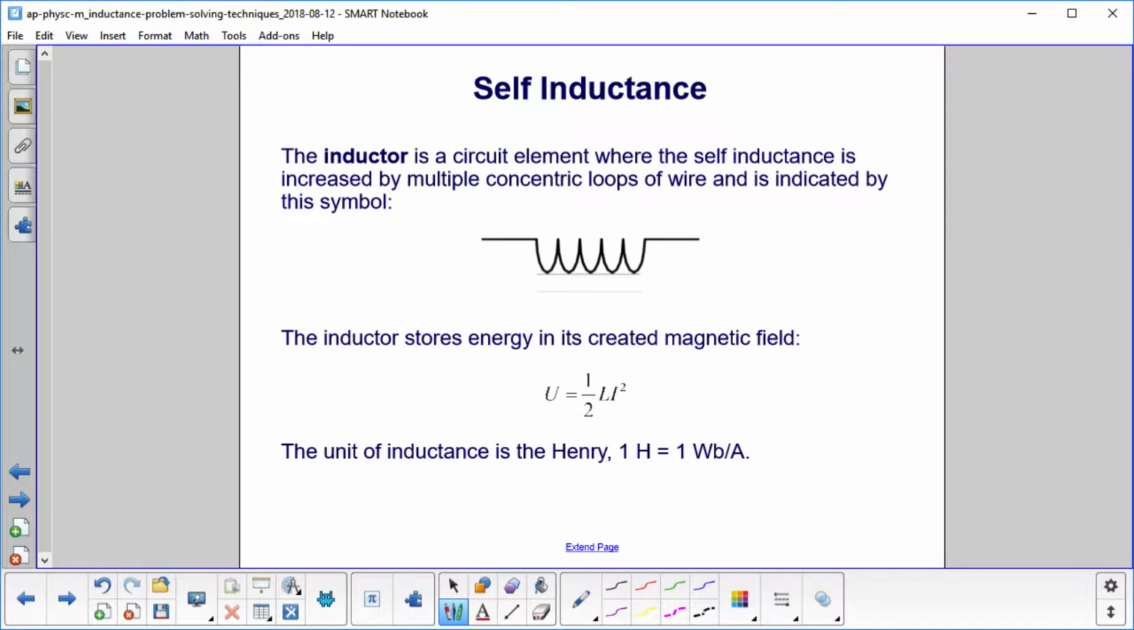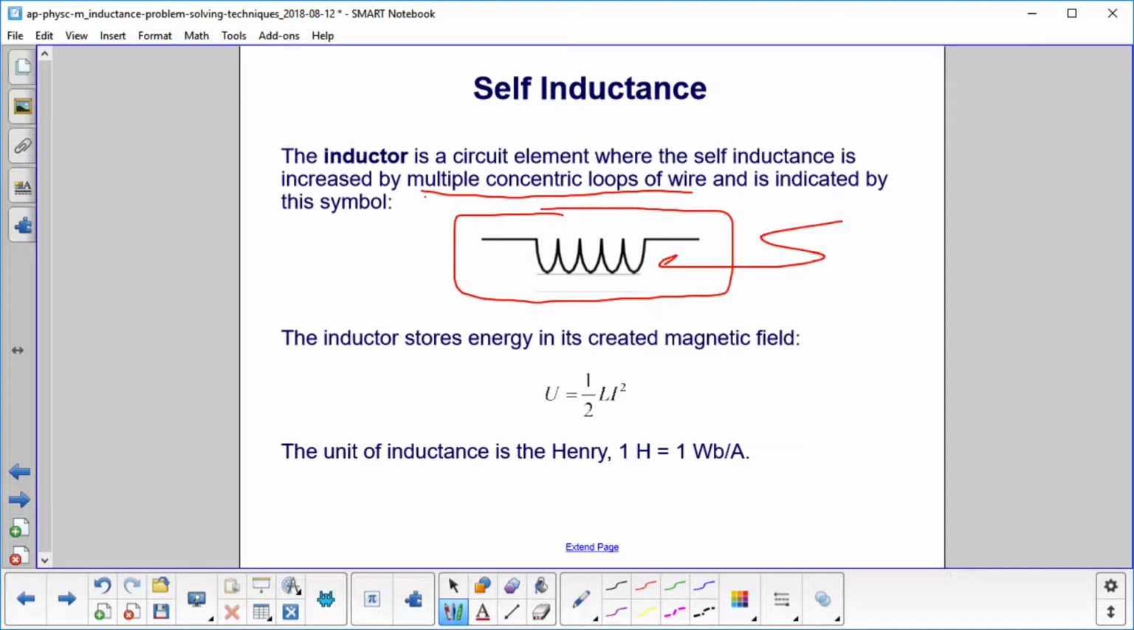The inductor is a circuit element where the self-inductance is increased by multiple concentric loops of wire, and it's indicated by this symbol. And it actually kind of shows what it is, right? There's your concentric loops of wire. The inductor stores energy in its created magnetic field, and it's equal to 1/2 Li squared. And notice the similarity to the potential energy stored in a capacitor, which is 1/2 CV squared. And let's put a C there so you know it's capacitor. The unit of inductance is the Henry, where 1 Henry equals 1 Weber per amp.